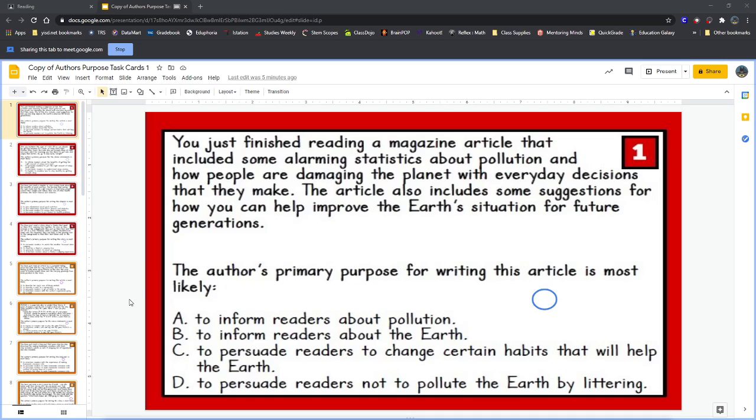So let's take a look at this first card, card number 1. And we'll see if we can figure out what the author's purpose is. Why did the author write this? It says you just finished reading a magazine article that included some alarming statistics about pollution and how people are damaging the planet with everyday decisions that they make. It says alarming statistics. What does alarming mean? What do you think that could mean? Christopher?